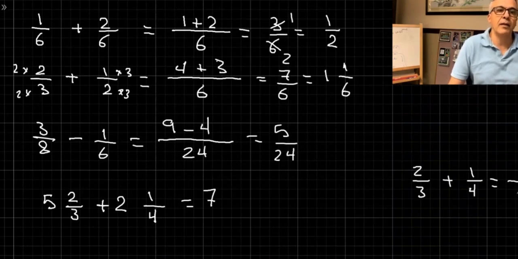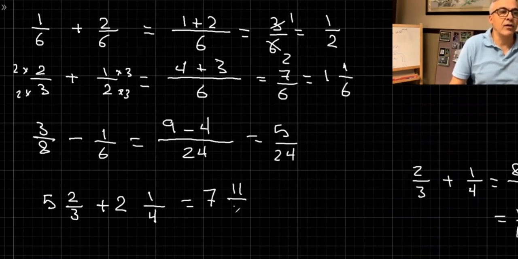So my common denominator, I'm going to be a little bit quicker in this. 12 divided by 3 is 4. 4 times 2 is 8. And then 12 divided by 4 is 3. 3 times 1 is 3. And I get, this will give me 11 over 12. So therefore the answer is 7 and 11/12.